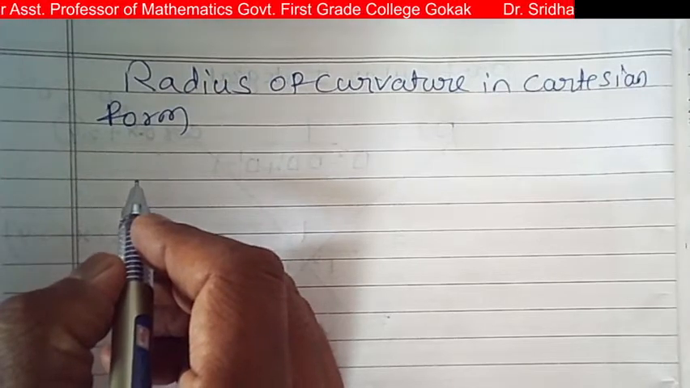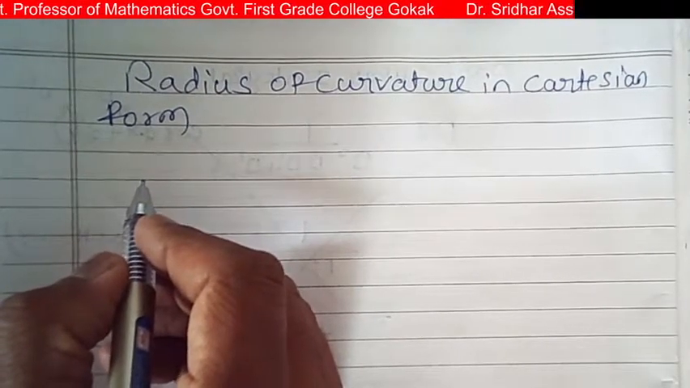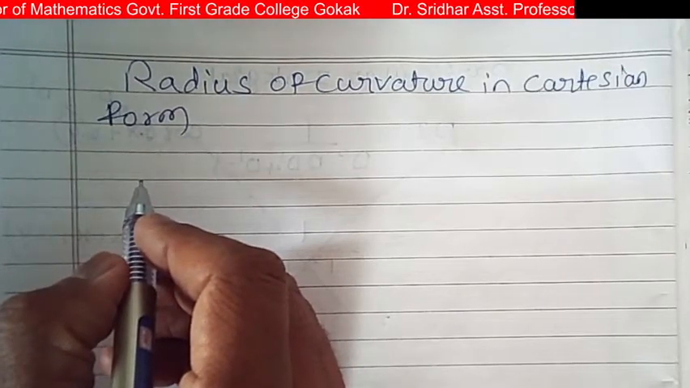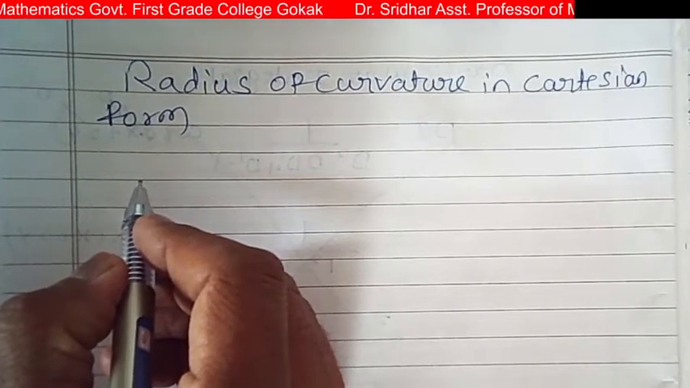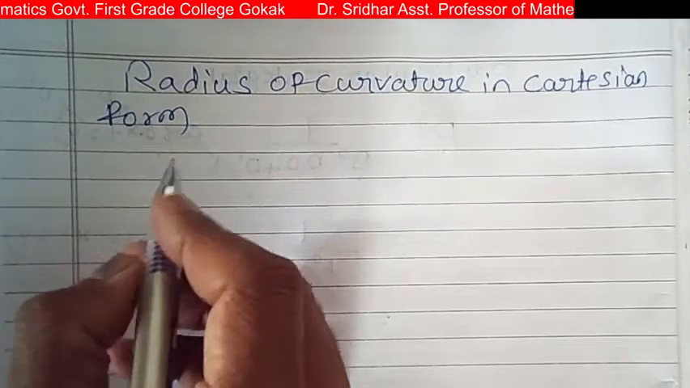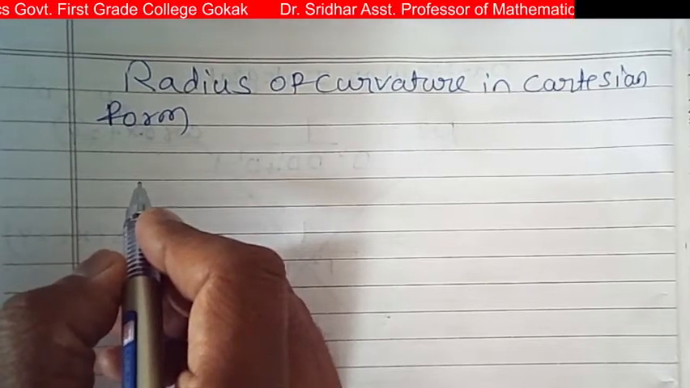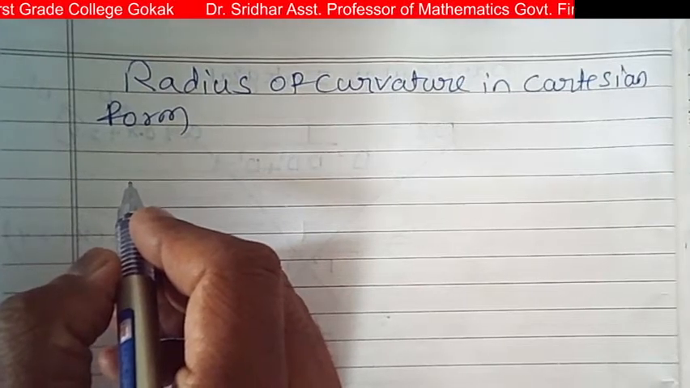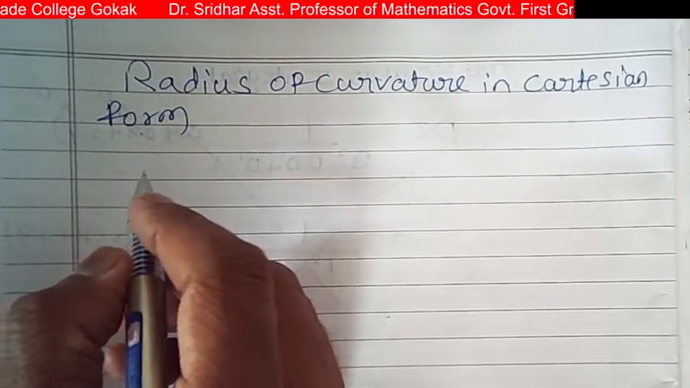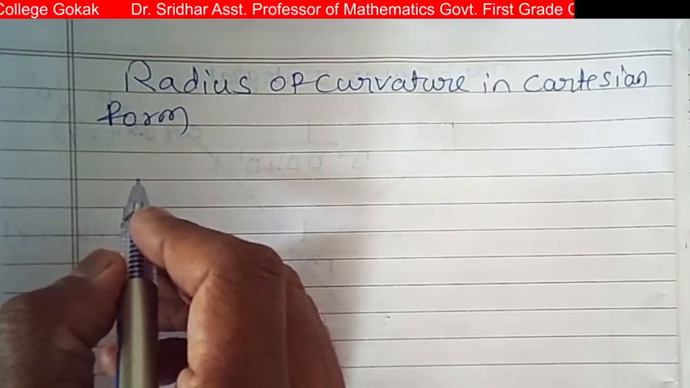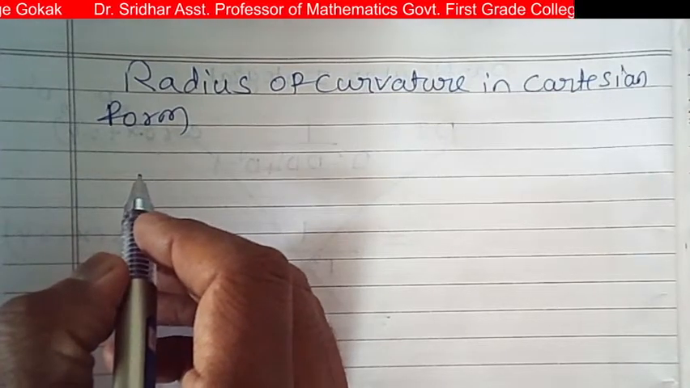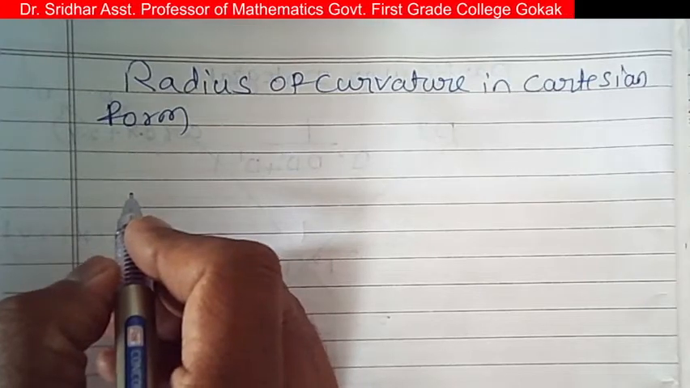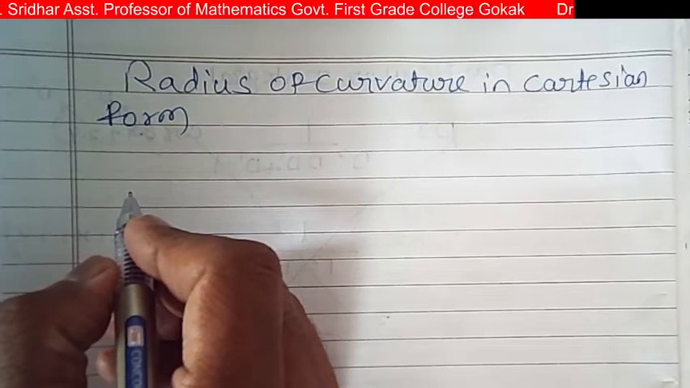There are three forms of radius of curvature. One is Cartesian form, another is parametric form, and then polar form. All three forms are very important from the examination point of view. Today we derive the radius of curvature in Cartesian form and polar form.